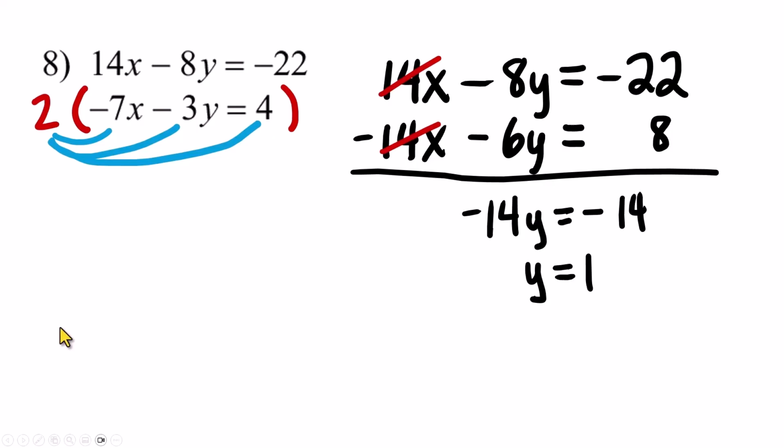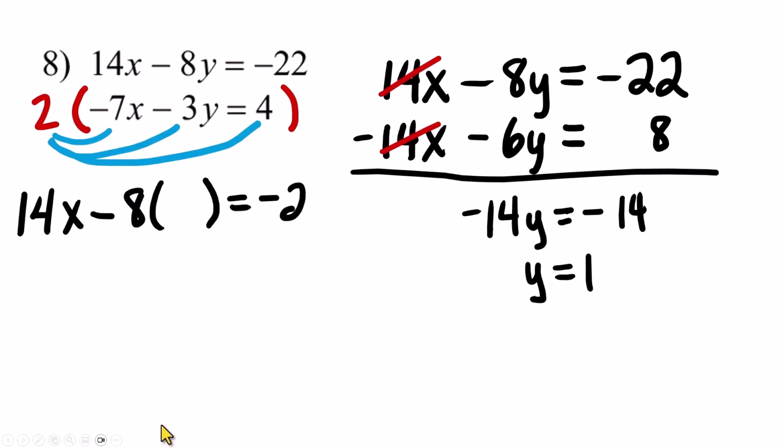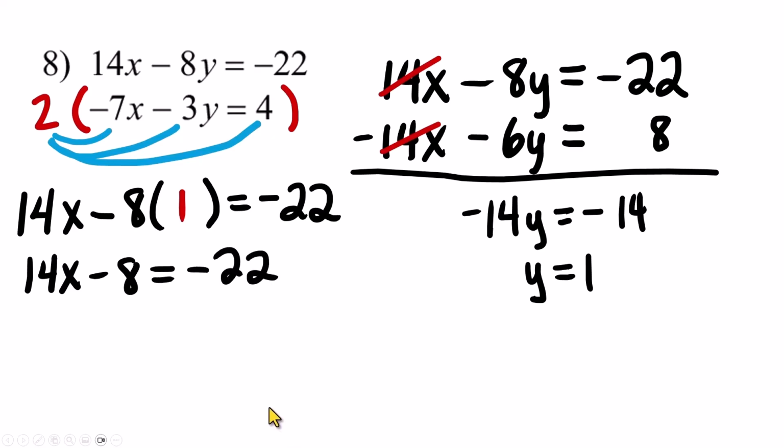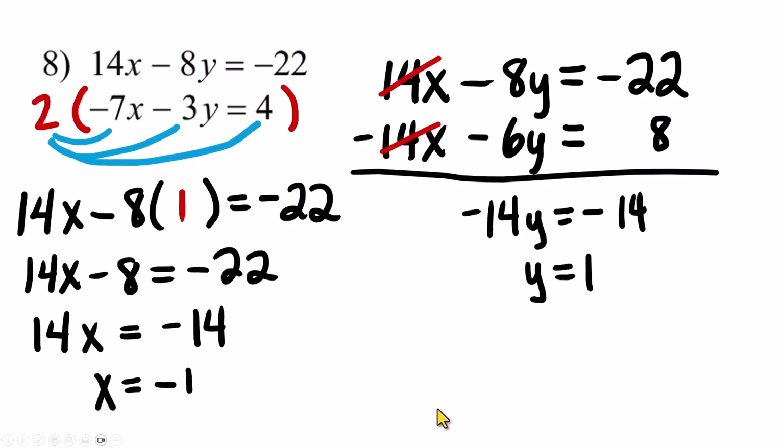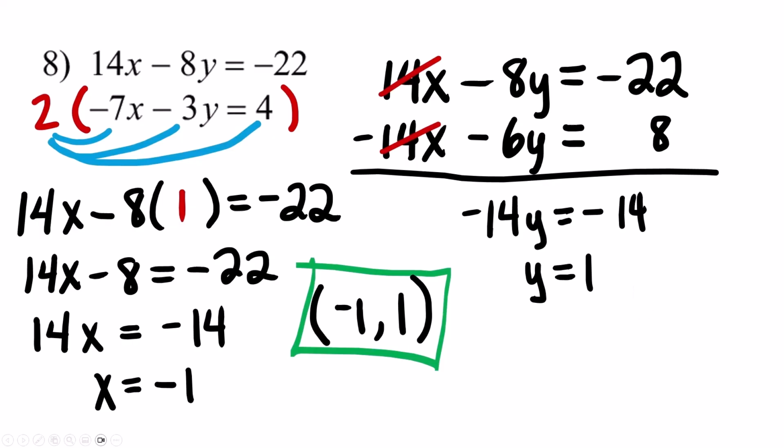Pick your favorite. I like the first one. Leave a hole for the y. Put the 1 in there. And we're going to get 14x minus 8 equals negative 22. Negative 14x equals negative 14. I added 8 to both sides. So x equals negative 1. Write the ordered pair. Put a box around it.